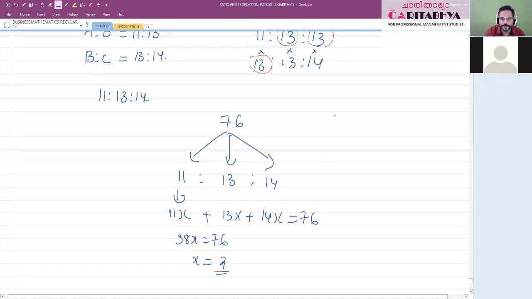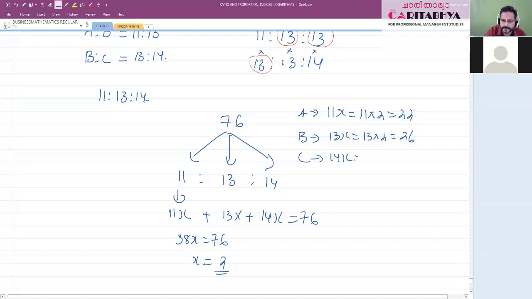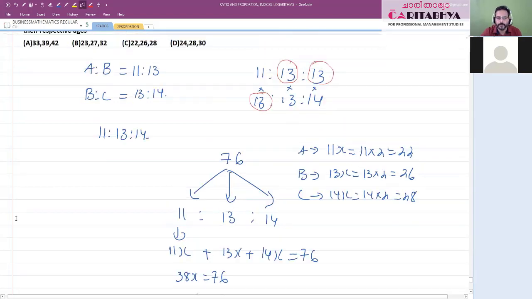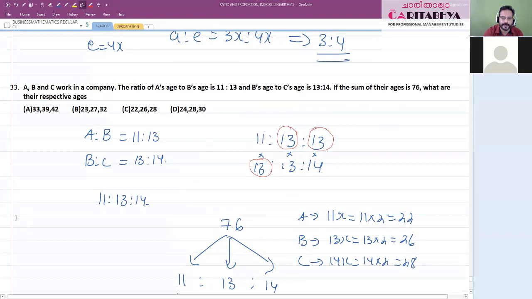So the ages: what is the first person's, A's? 11x. That means 11 into 2, 22. B's is 13x. 13 into 2, 26. C's is 14x. 14 into 2, 28. So when we add, 76. 22, 26 and 28.